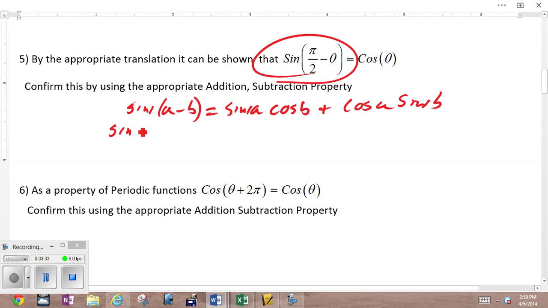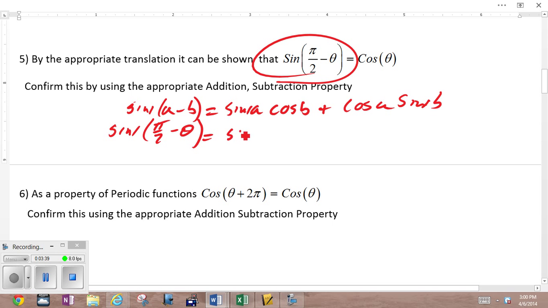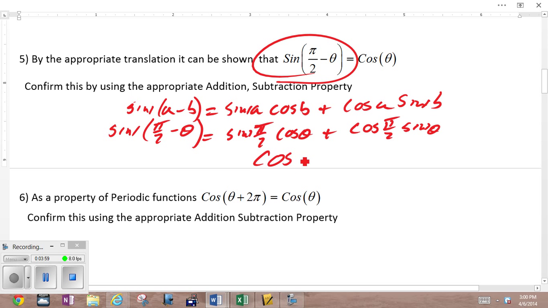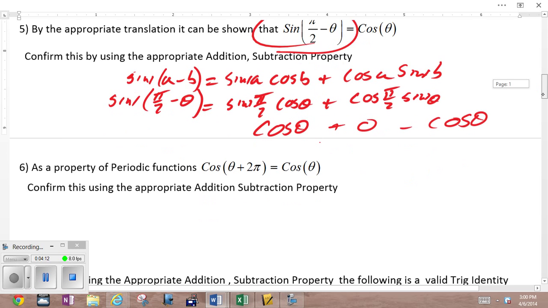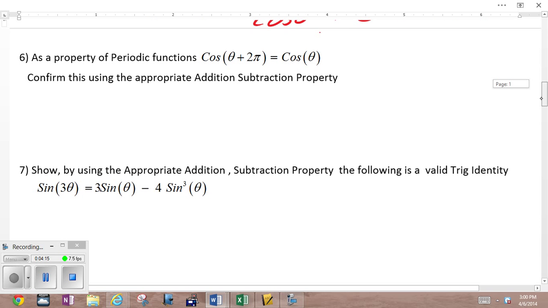So then the sine of pi over 2 minus theta should equal the sine of pi over 2 times the cosine of theta minus the cosine of pi over 2 times the sine of theta. Sine of pi over 2 is 1, so that just gives us the cosine of theta. Cosine of pi over 2 is 0, so that whole term is 0. So obviously this goes to cosine, just like we thought it would. All right, look at another one, and then we'll go to another video.